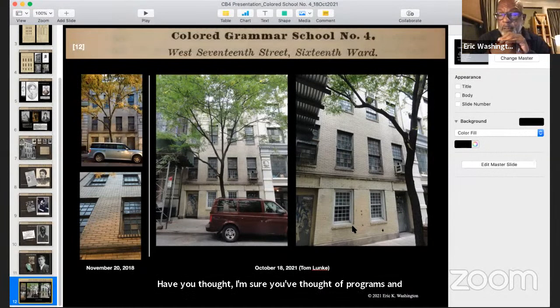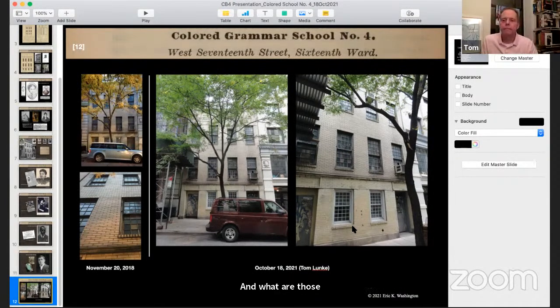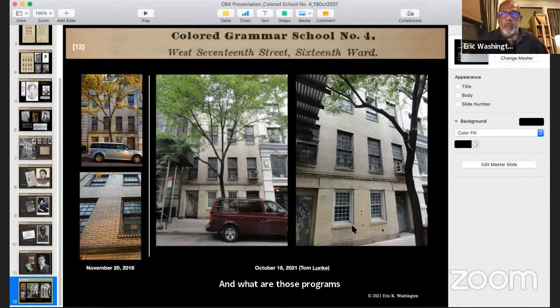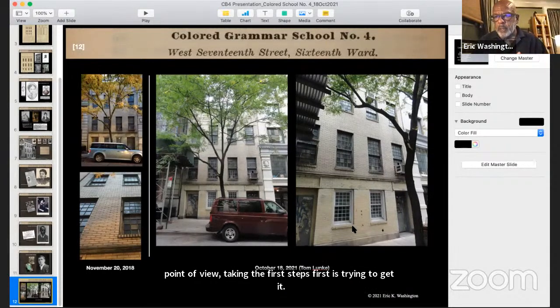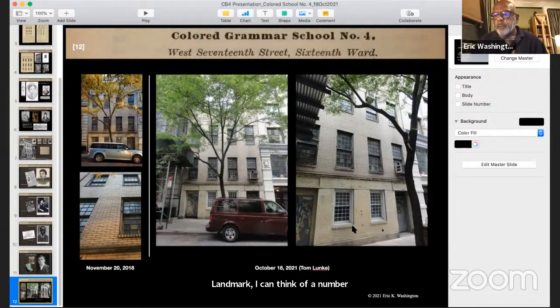I think, from my point of view, taking first steps first is trying to get it landmarked. I can think of a number of possible programs, from tours that emanate from there, to a gallery space, speakers programs.